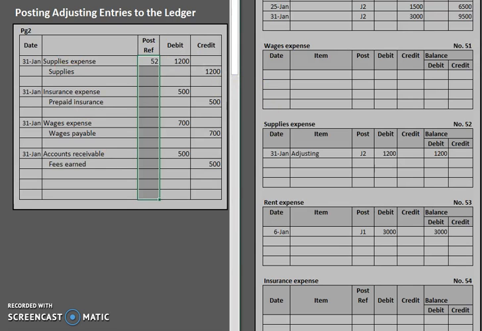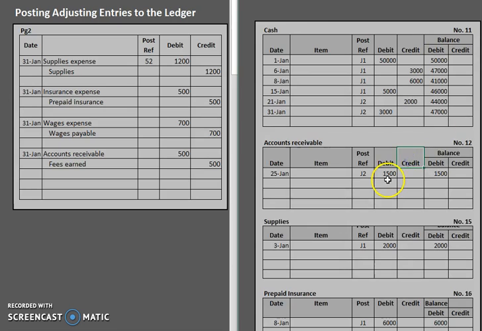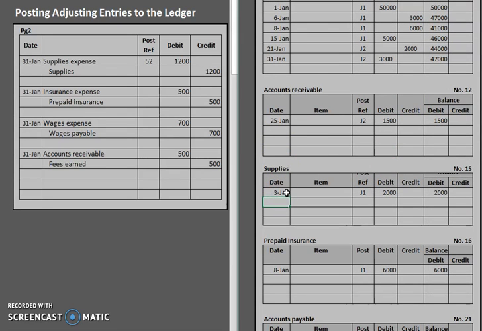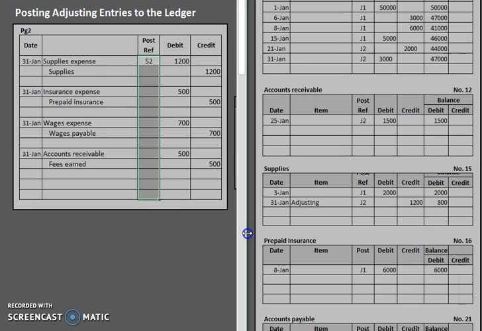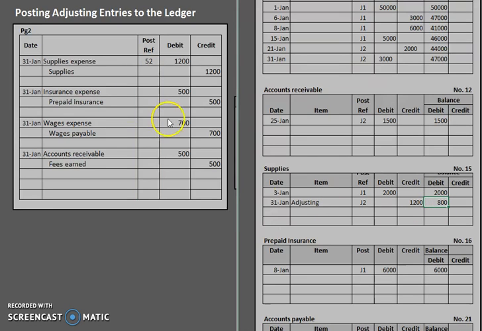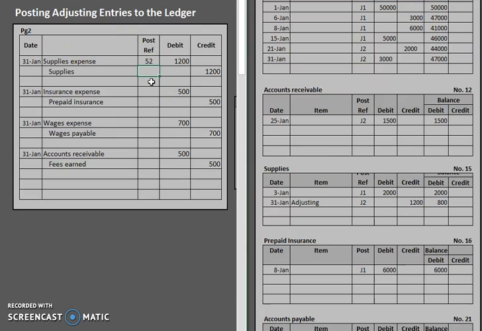All right, that next one, supplies. Let's move up there and take a look what's going on with supplies. Supplies on January 31st, and this is an adjusting entry. Second page of the journal. In this case, we credit it for 1200. So what is the new balance in supplies? Well, we start with 2000. We decreased it by 1200, so now we have $800 in that account. If you remember our entries for those adjusting entries, it said supplies on hand at the end of the month were 800. Well, there is that balance, $800 left in supplies. So everything comes full circle.